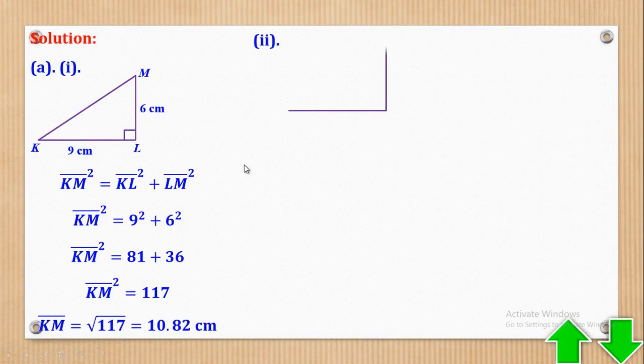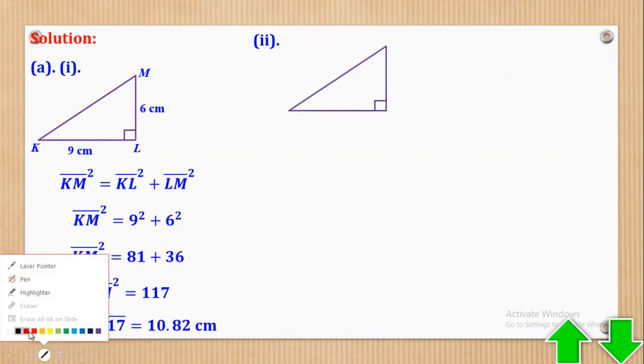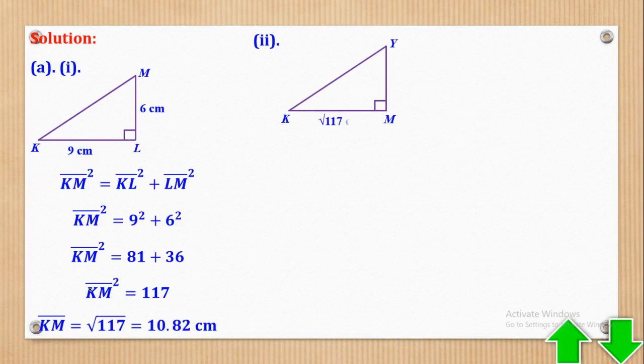So for KY, we still extract out a right-angled triangle KMY. Therefore, we already saw KM as the square root of that, and we know YM is 5 centimeters. Therefore we need KY, which is the hypotenuse, so we shall still use Pythagoras theorem. KY squared is equal to KM squared plus MY squared.